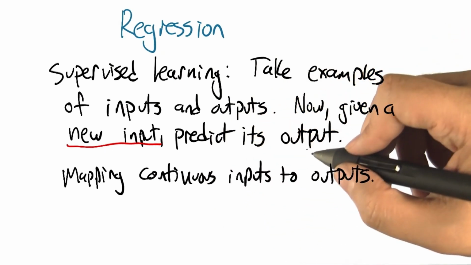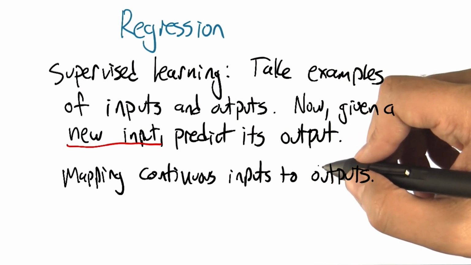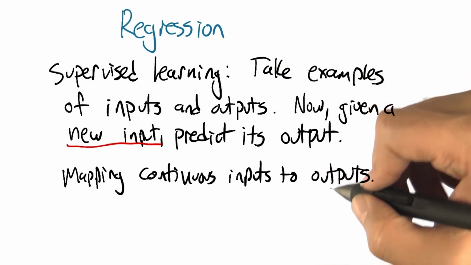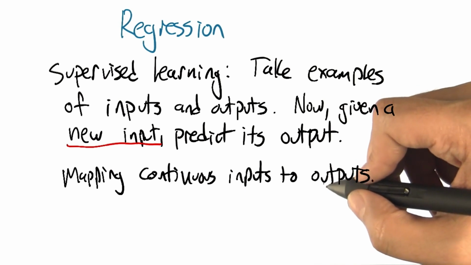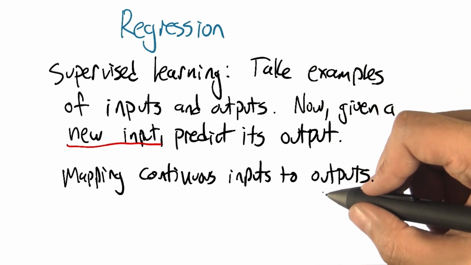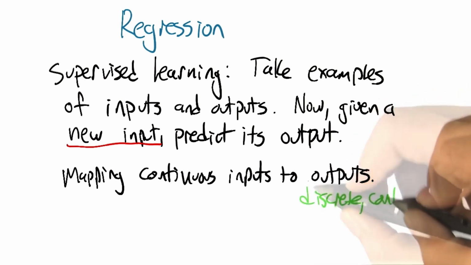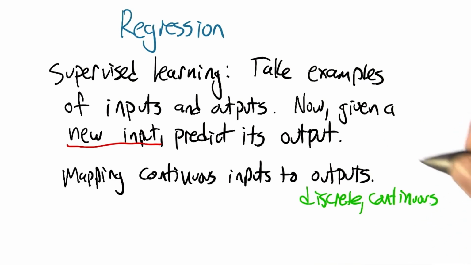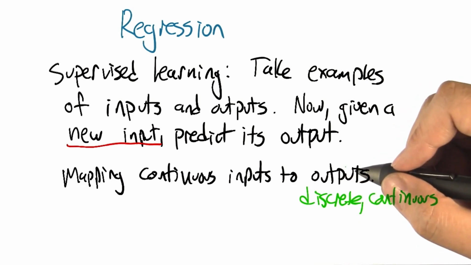Now, what makes regression a special subtopic? We're going to be talking about mapping continuous inputs to outputs, as opposed to what was the other thing that we were mapping? What other kinds of outputs did we think about? Well, we had discrete outputs and continuous outputs. Right, and so this is going to be the focus on continuous.